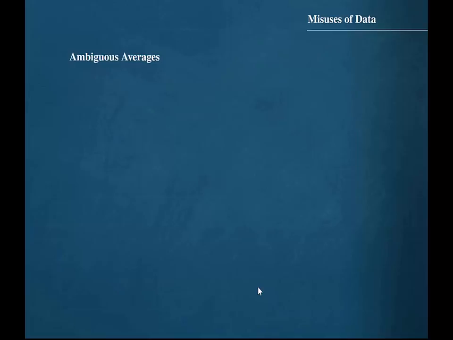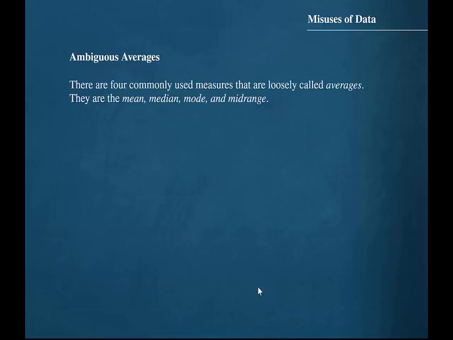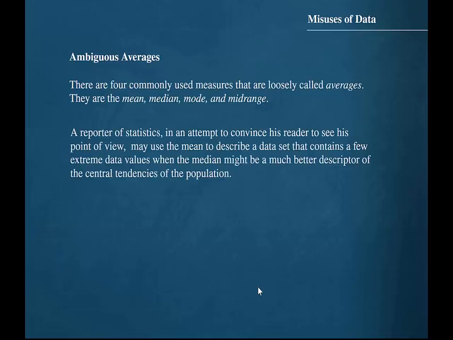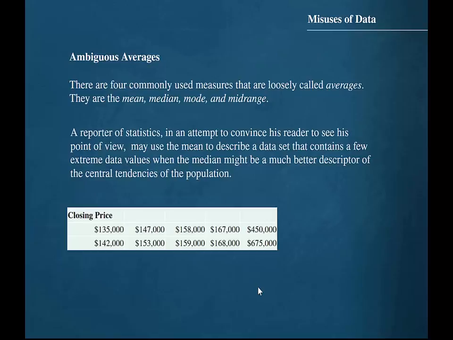Ambiguous averages. There are 4 commonly used measures that are loosely called averages. They are the mean, median, mode, and mid-range. A reporter of statistics, in an attempt to convince his reader to see his point of view, may use the mean to describe a data set that contains a few extreme data values, when the median might be a much better descriptor of the central tendencies of the population.